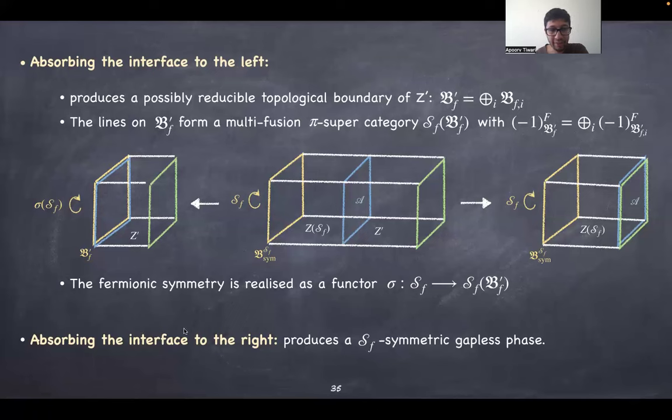Conversely, absorbing the interface to the right produces a SF symmetric gapless phase if you take an appropriate physical boundary on the right side.